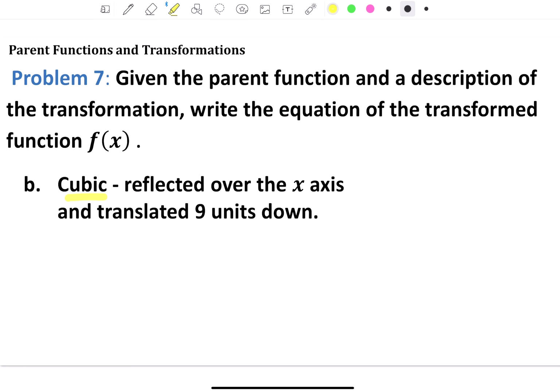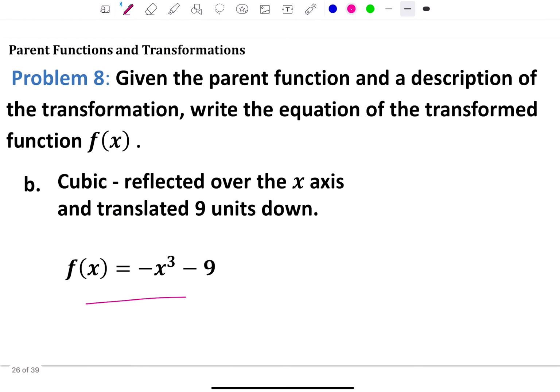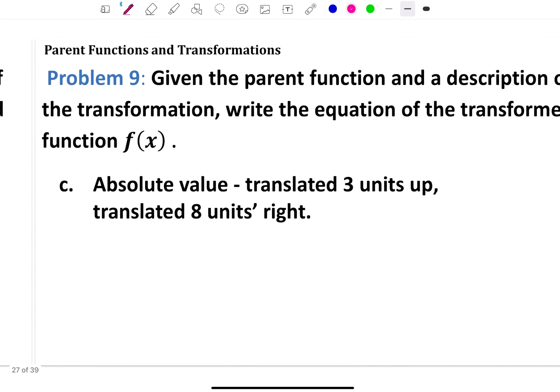Now we have a cubic graph reflected over the x-axis and translated 9 units down. So a cubic graph reflected over the x-axis is going to be negative x to the third, translated 9 units down. So negative x to the third minus 9.